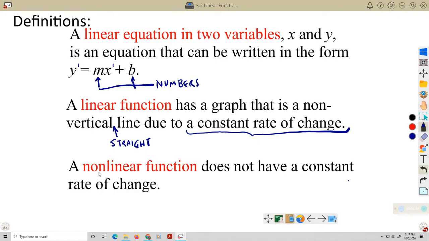And then finally, we have nonlinear function. Well, if a linear function has a straight line, a nonlinear function will have something else. It's anything other than a straight line, because it does not have a constant rate of change. All right, so if you need to pause the video here to finish getting these into your notes, please do so, and then join me on the next page.